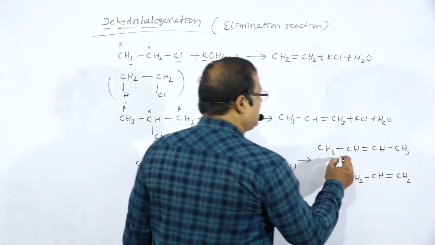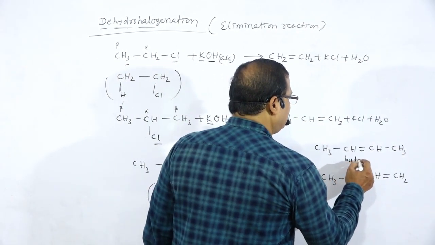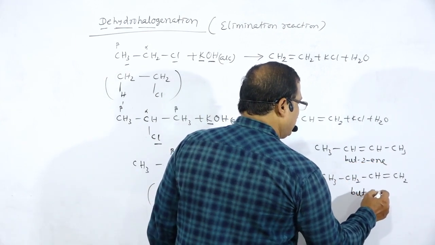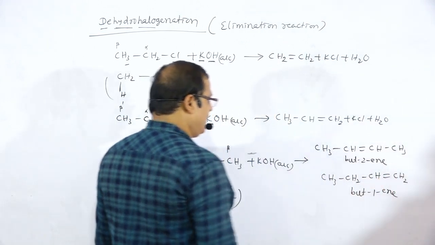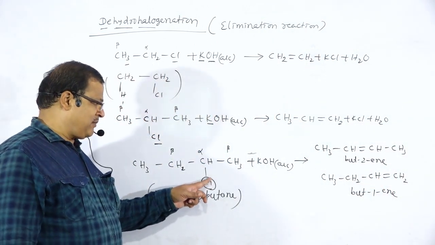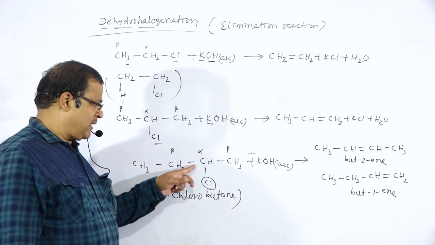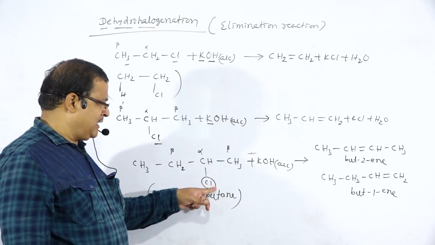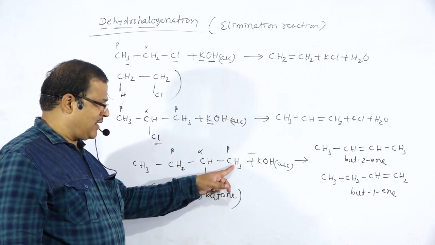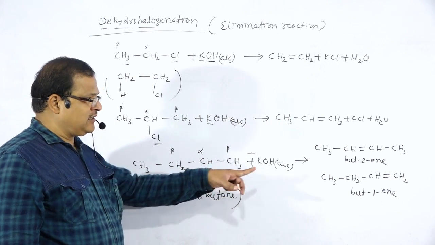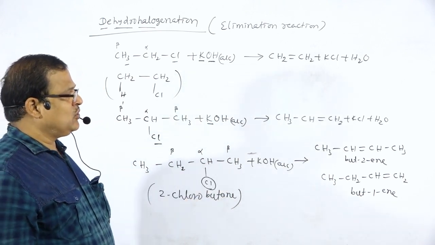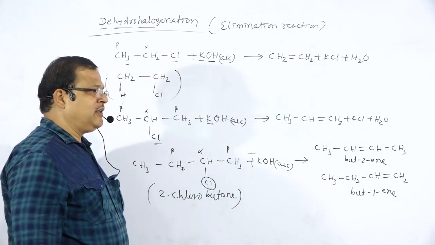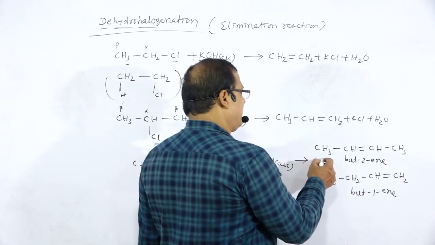But-2-ene, there is the formation of but-2-ene or but-1-ene. In this case, chlorine atom from this carbon atom, hydrogen from this one, double bond here. That is but-2-ene. And if hydrogen atom is removed from this carbon atom, then double bond will be here. That is but-1-ene.